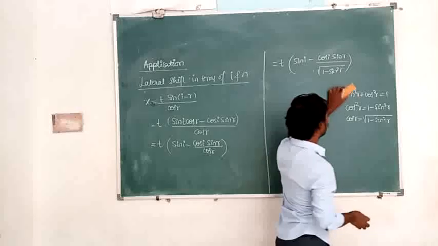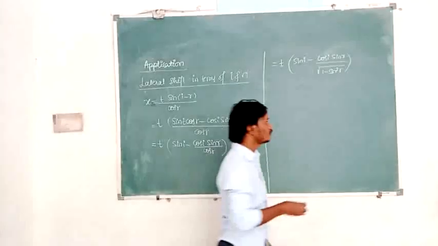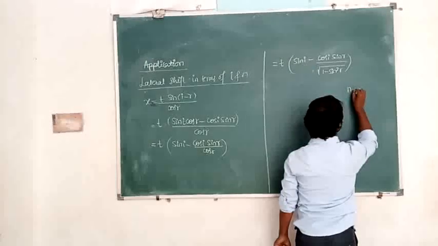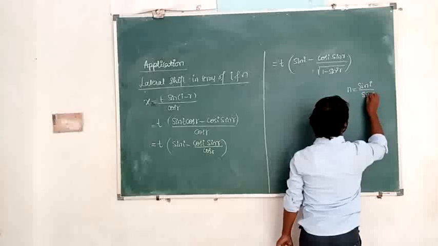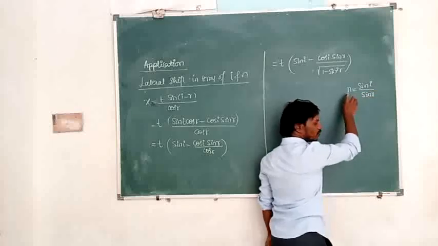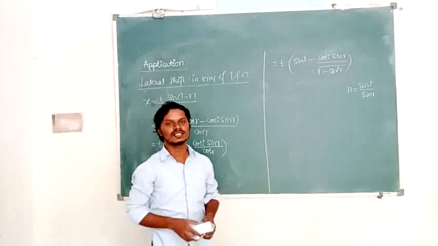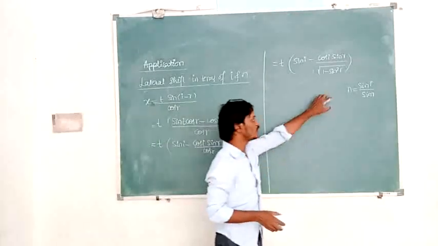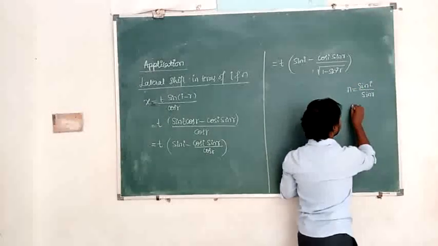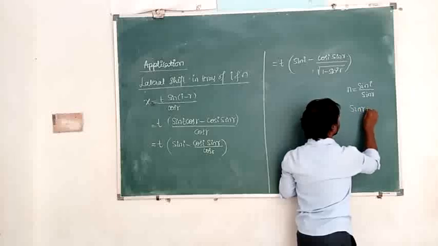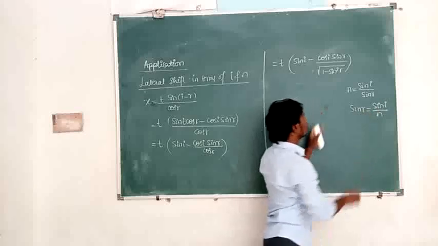Then what about sin r? Sin r is nothing but sin i by n, by using Snell's law. What is Snell's law here? n is equal to sin i by sin r. The first medium is air, so n1 is 1, the refractive index of the first medium. That is why it is n by 1. So n is equal to sin i by sin r, then sin r is equal to sin i by n. So I will put it here.